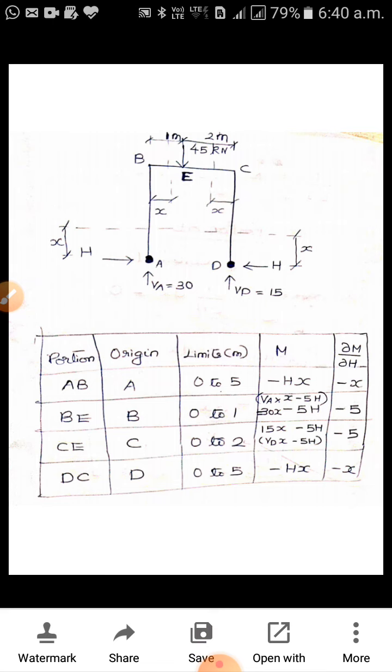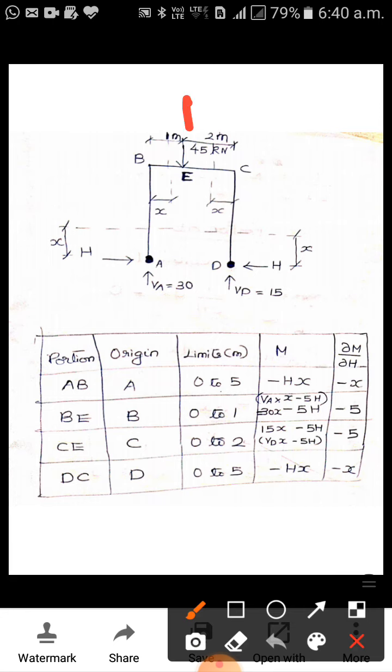So here you have to divide into three portions: AB, BC and CD. But BC again you are dividing into two portions. Why? Because a point load is acting at a point, we will take it as E. So it will be BE and EC. Otherwise, if there is no load on BC, you can take only a single portion. This is what we have done in the previous problems also, so remember.